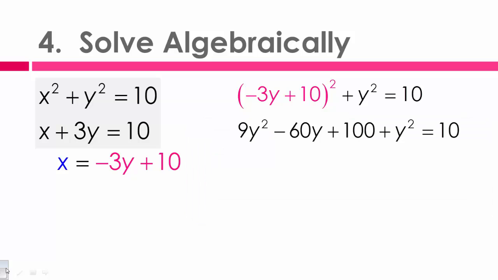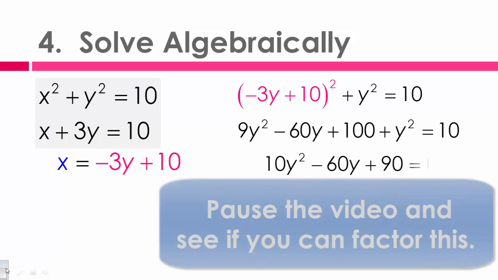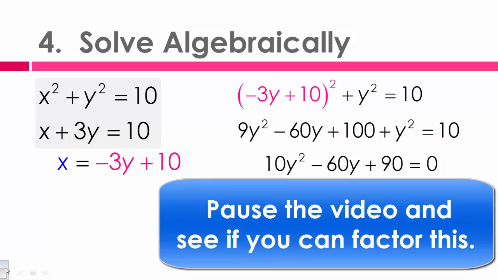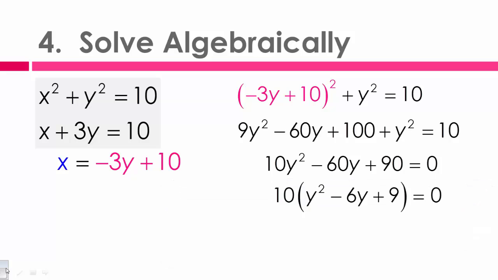Multiply all of that out, and this is what you would get. Combine your like terms and bring the 10 over. I'm going to use factoring again to see if that would work, and indeed it does. Now there's good news on this one. When we solve for y, we get y equals 3.